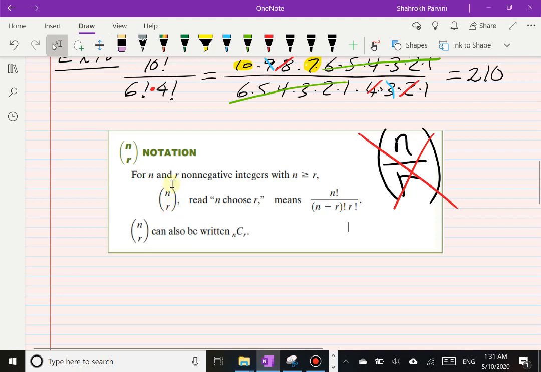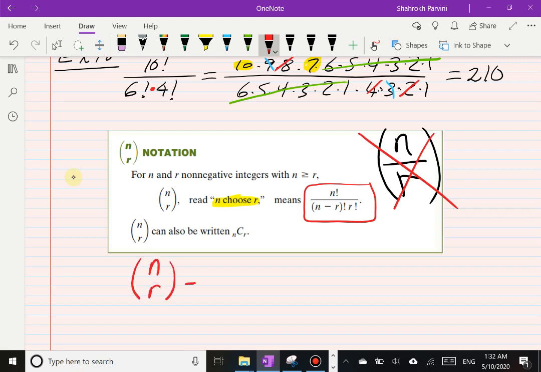And how do we read this nCr notation? It's read as n choose r. So what does that mean? Notice in here it says it means, so it's a way of doing something. What this means is actually what's to the right of it. It means this fraction. So in other words, I can write the nCr notation as n choose r is equal to n factorial over n minus r factorial times r factorial.